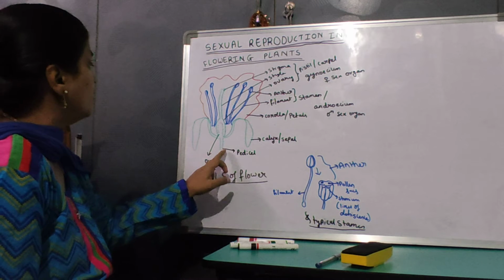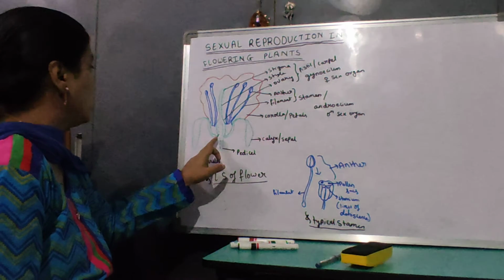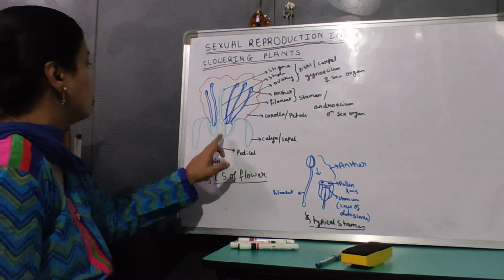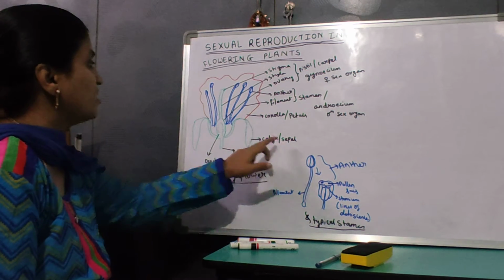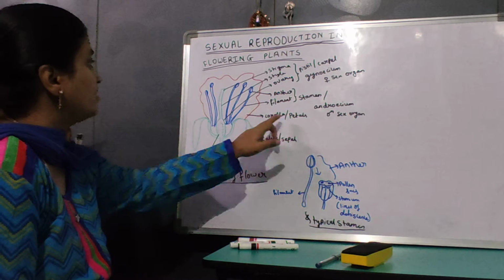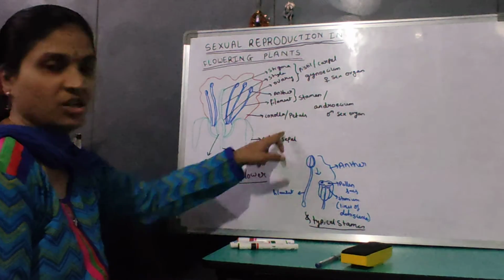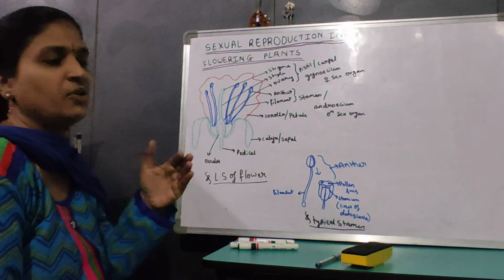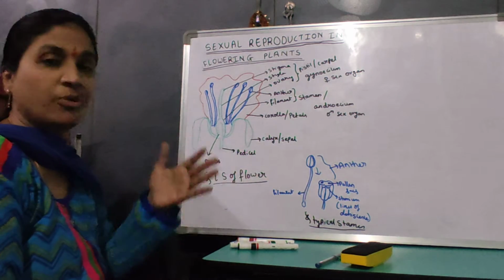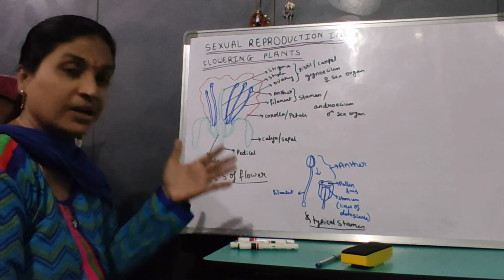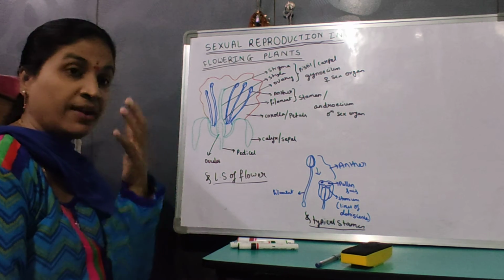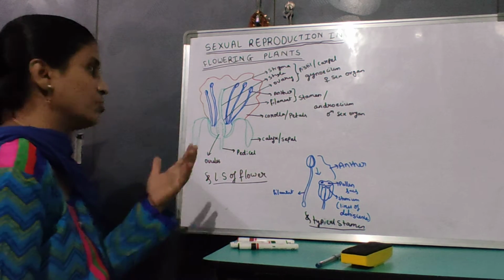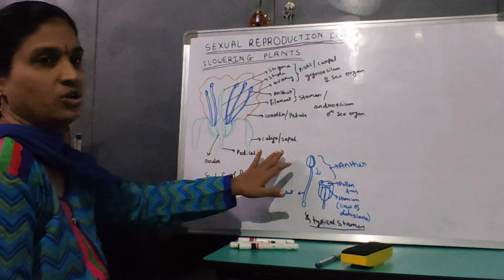Here the stalk of the flower is called the pedicel. Then the thalamus is there. On the thalamus, four whorls are arranged. The first whorl is the calyx or sepals. Then the petals, that is the corolla. These are non-essential parts. The sepals are useful for protection of the flower in bud condition. The petals are useful for attracting insects for pollination, insect pollination. So these are non-essential organs.